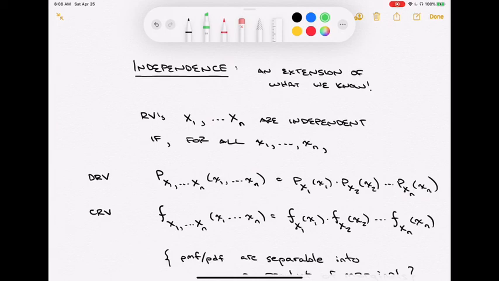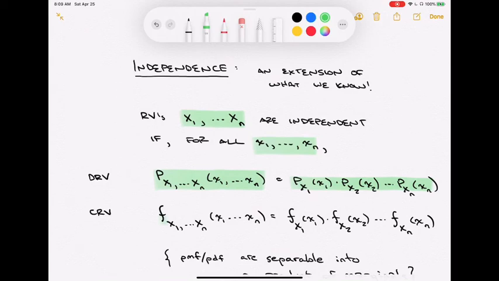Independence is an extension of what we know. If we have a series of random vectors, x1 through xn, and if they are independent, then for all observations, we require that the probability mass function, that's P of x1 through xn of observations, little x1 through xn, in the case of discrete random variables, has to be a product of the marginals. We had seen this before for bivariate, right? That two random variables were independent if the joint distribution was a product of the marginals. For n random variables, it's the same thing. We just need a product of the n marginal distributions. In the case of discrete random variables, that's the marginal probability mass functions.